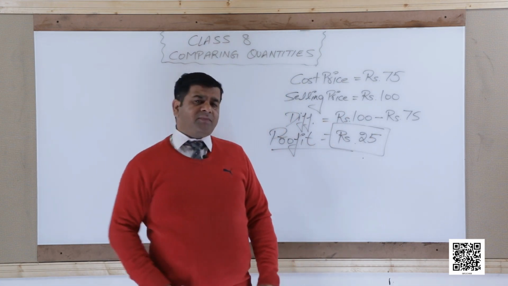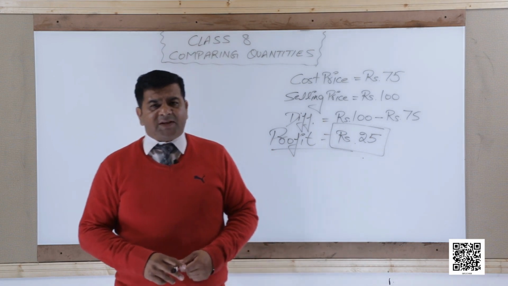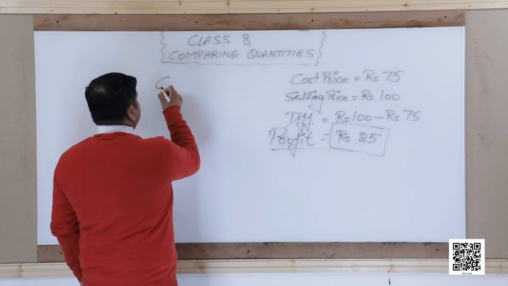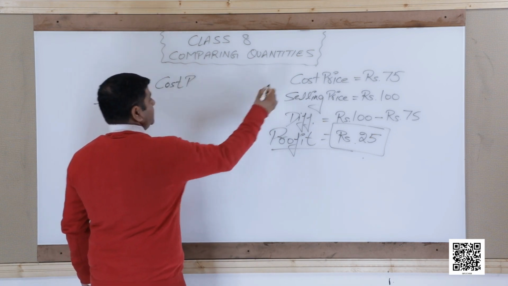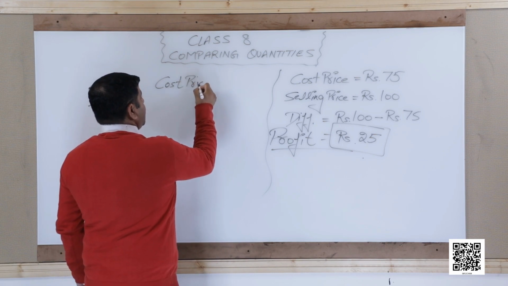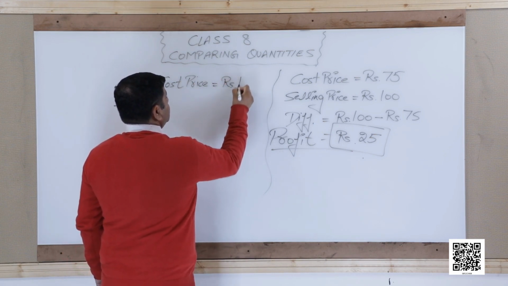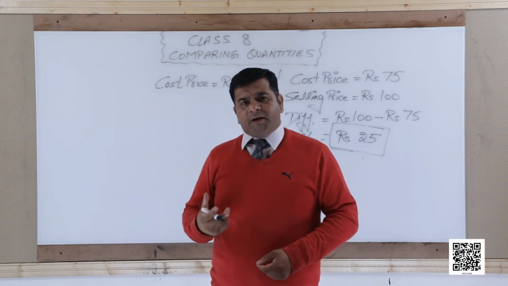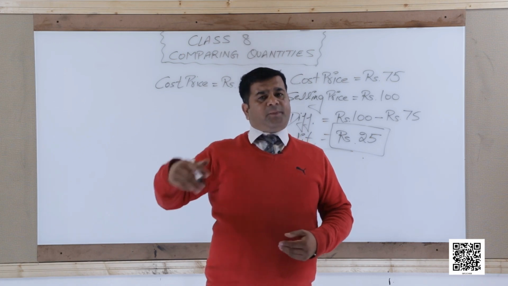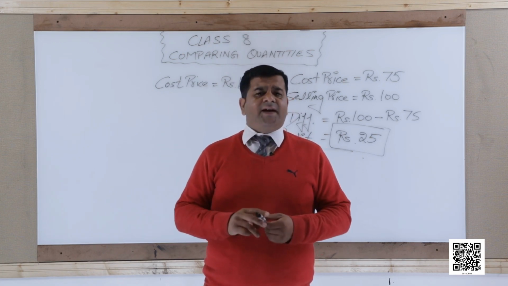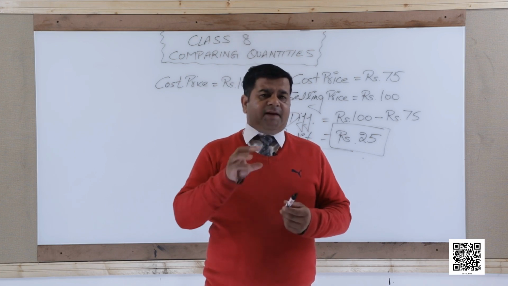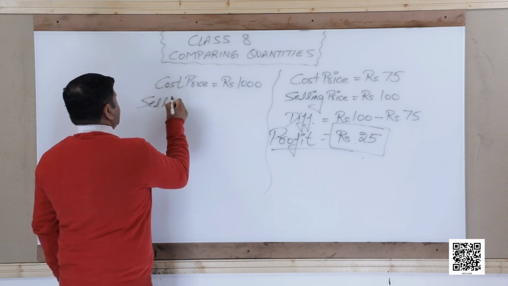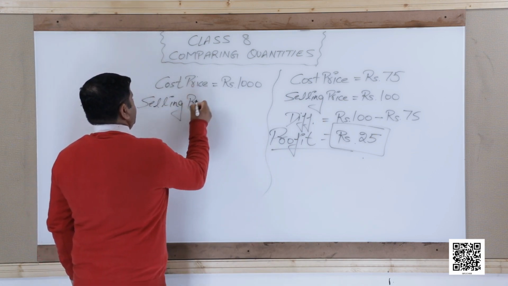Now suppose there is a shopkeeper who purchased an item for rupees 1000. So students, the cost price for that item will be rupees 1000. Now that shopkeeper wanted to sell that item for rupees 2000, but he couldn't sell it as there was some defect in that item. So he had to sell that item for rupees 800 only.